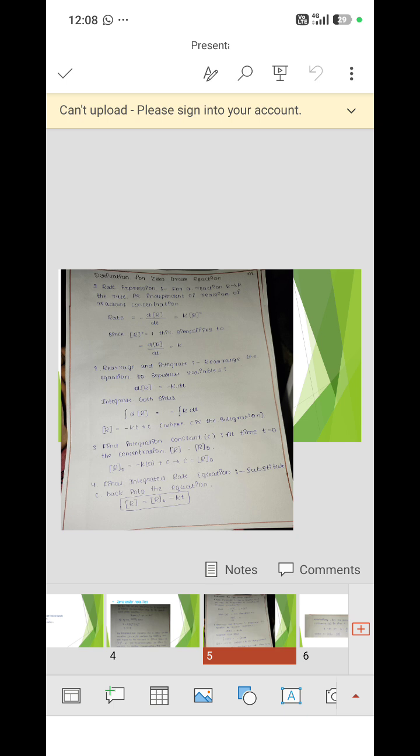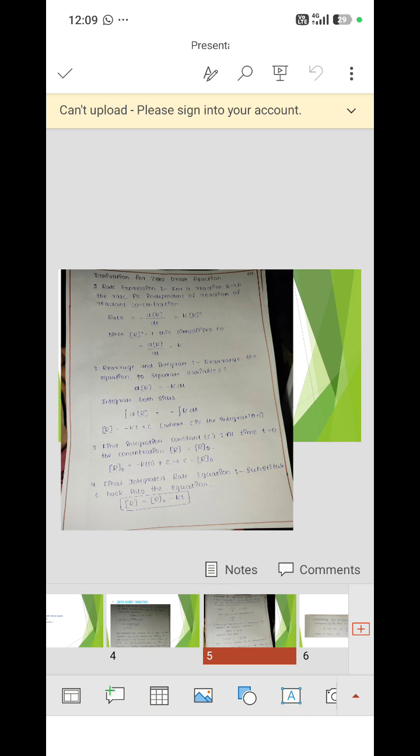Derivation of a zero order reaction. First step is the rate expression. For the reaction, reactant to product, the rate is independent of the reactant concentration. Rate is equal to minus dR divided by dt is equal to K R naught. Since R naught is equal to 1, this simplifies to minus dR divided by dt is equal to K.